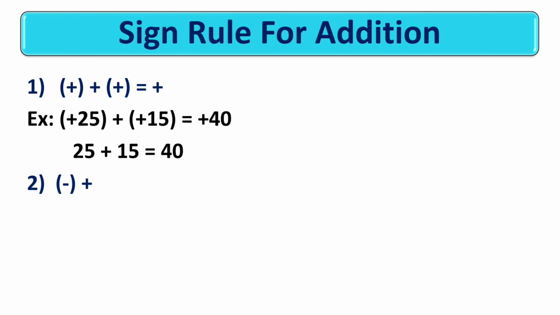Second rule is when negative numbers are added, we get a negative number. For example, minus 25 plus minus 15 equals minus 40.